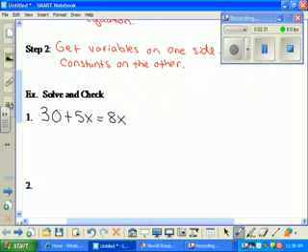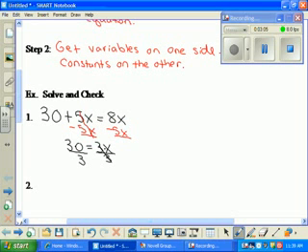Am I going to add it? What's the sign here? No, subtract. I have to use the opposite operation. So I'm going to subtract 5x from both sides. Does that make sense? So I'm left with 30 equals 3x, right? What do you think my next step is? To divide. Very good. I'm going to divide both sides by 3. Good.